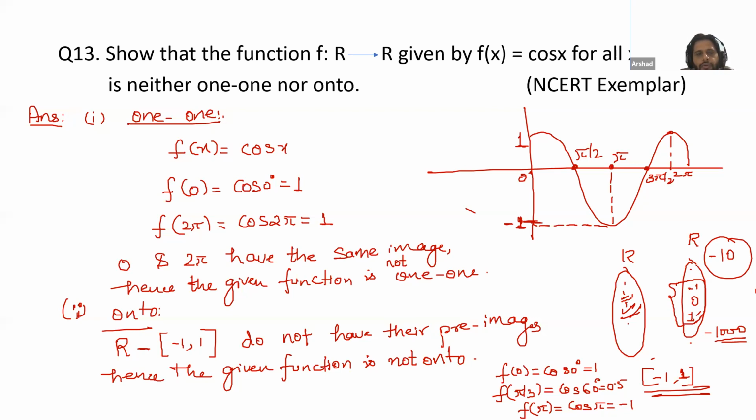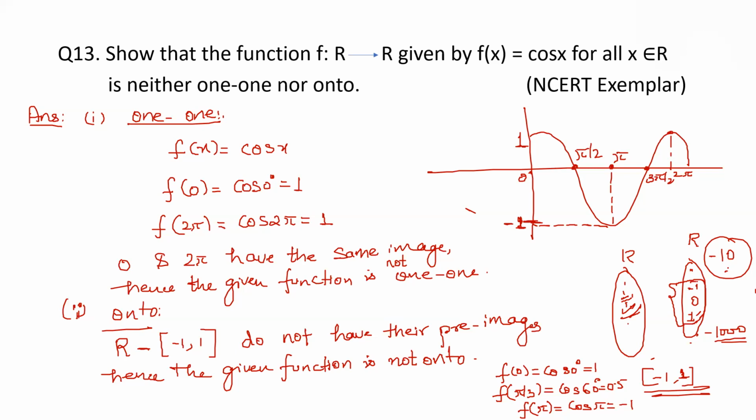Umair? No, sir. Yes, there are infinite values which do not have their pre-image. Whatever angle you put, the answer you get is only this one, -1 to 1. The rest of the elements do not have their pre-image. You will never get -10. Is there any angle, Umair, which will give you -10?